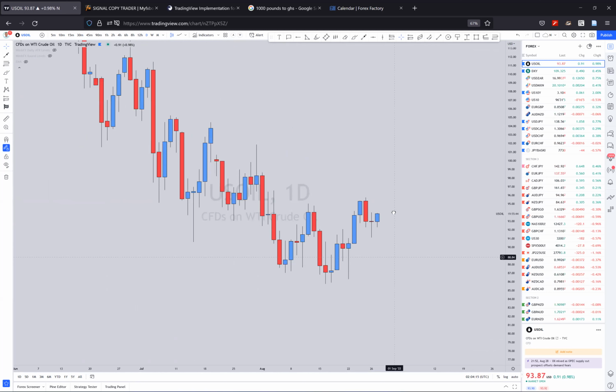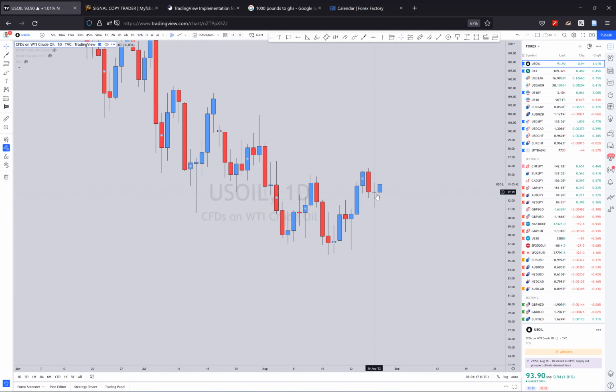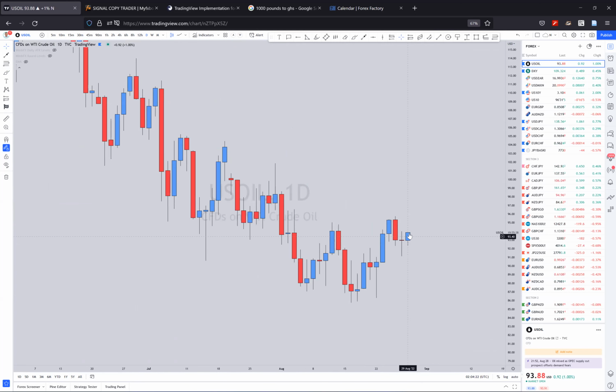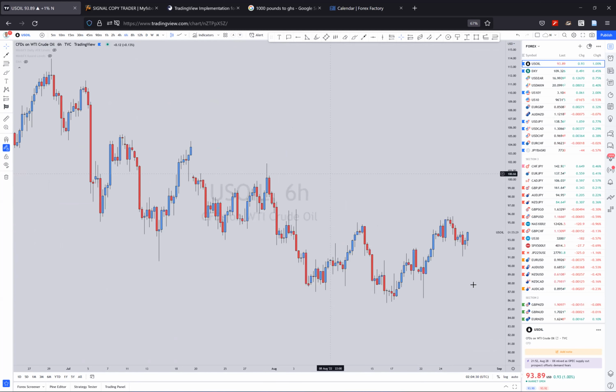From the way this market closed on Friday, we had that doji close. And today, Sunday, Monday, we see this push here. If you look on the 6-hour time frame, it looks a little different.